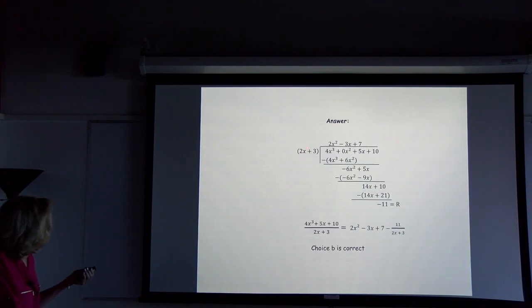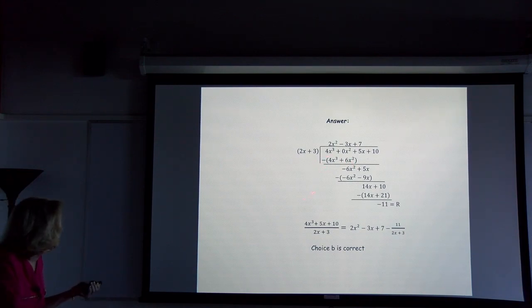All right, so on this one now, 4x cubed divided by 2x, that's that approximation again. I start with that first term. I get 2x squared, take the 2x squared and multiply it by the entire binomial, and that gives me 4x cubed plus 6x squared. Parentheses, subtract. And I'll say that over and over again.